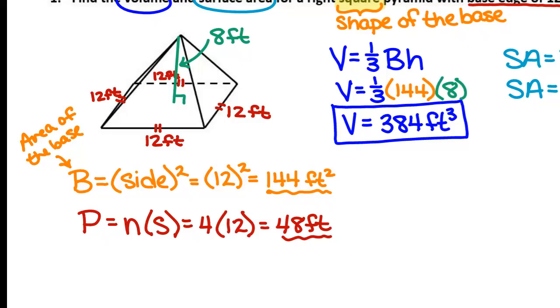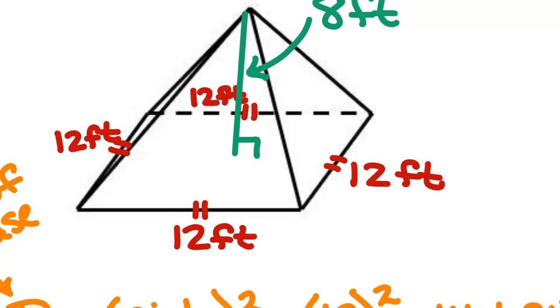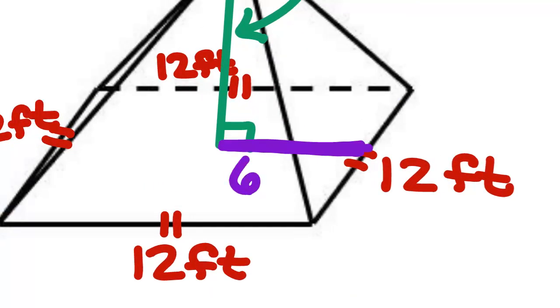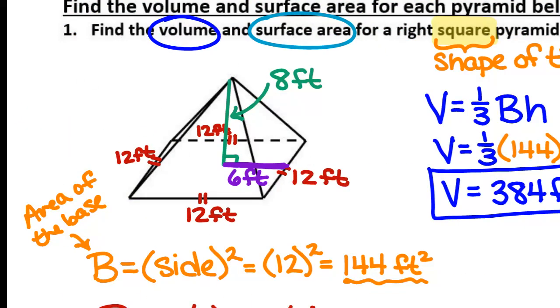To find the slant height, I'm going to bring the height over to one of my lateral faces. That's going to be the distance from the center of the square to the edge of the square. If this is the exact center of the square, how far would it be to go over to one of the edges? 6 feet, exactly half of my base edge. So this would be 6 feet.